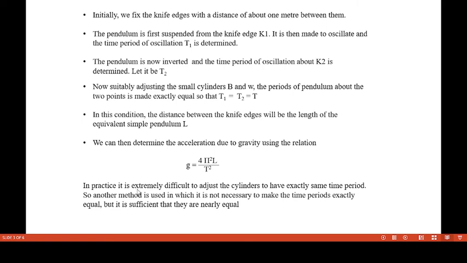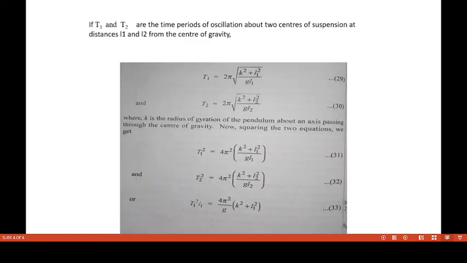Now, in practice, it is extremely difficult to adjust the cylinders to have exactly the same time period. So we already said that we adjust the small cylinders to get the time periods equal. It is really difficult. Most times we are not able to get the exact time periods. So we have another method to find the acceleration due to gravity here.